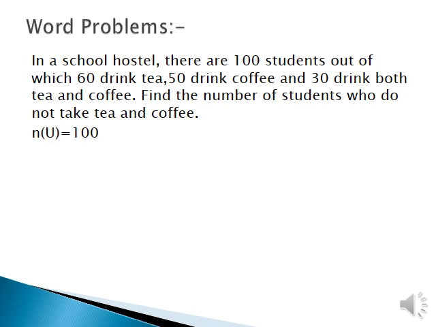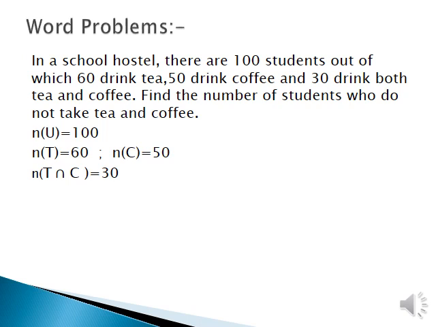Now, students out of which 60 drink tea, we will take as the set of tea, T. So n of T is 60, and similarly the number of students who drink C will be 50. Now here 30 drink both tea and coffee. Both means these are the intersection elements, that is 30. So n of T intersection C is equal to 30.